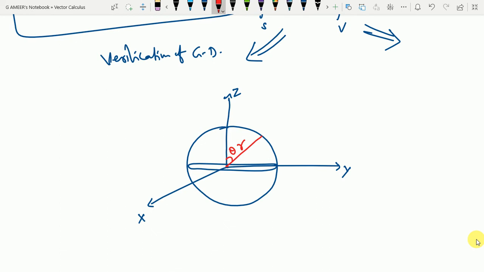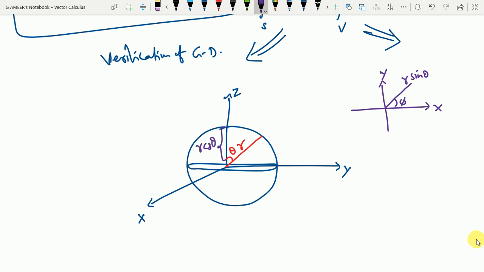Now you resolve this r vector into components. When I resolve it, I get one component, r cos theta. Another component I get in the xy plane, which is r sin theta. Let's say this r sin theta makes some angle phi here.